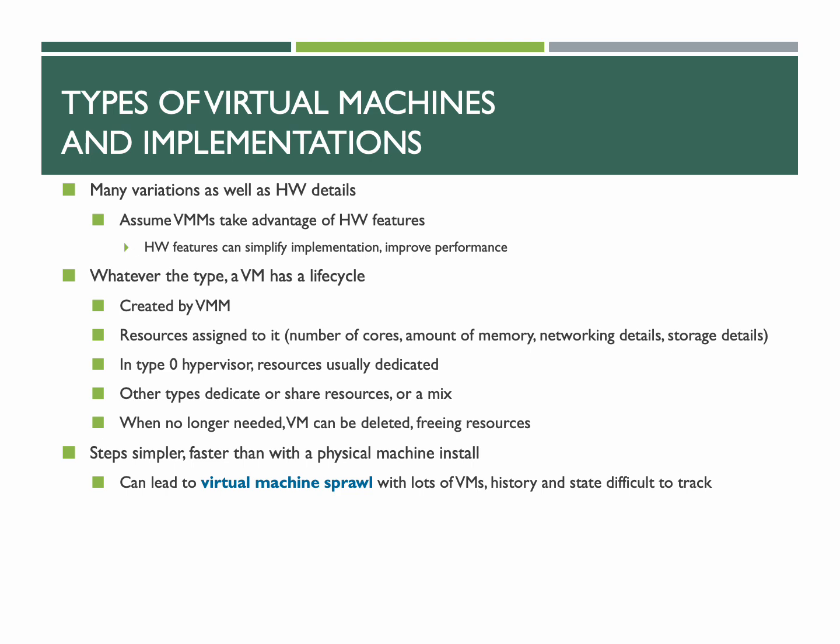In Type 0 hypervisors, resources are usually dedicated, while other types may allow for shared or mixed resource usage. This affects the VM's performance, scalability, and efficiency. When a VM is no longer needed, it can be easily deleted, which frees up its assigned resources.